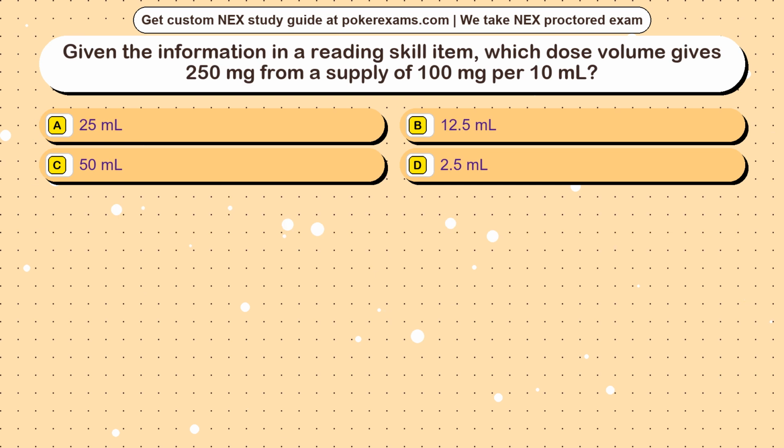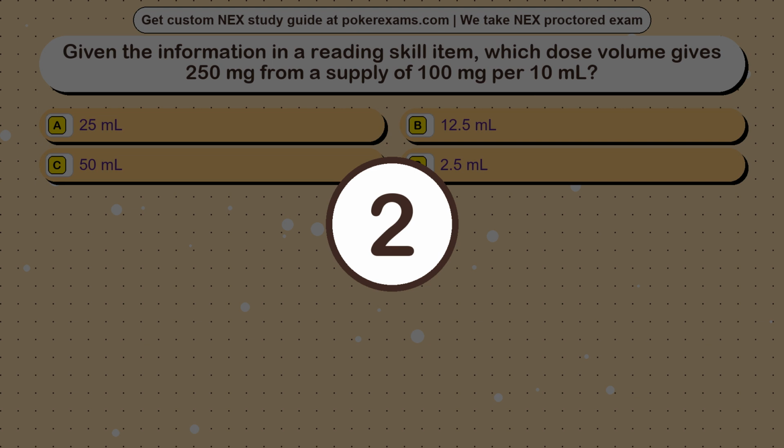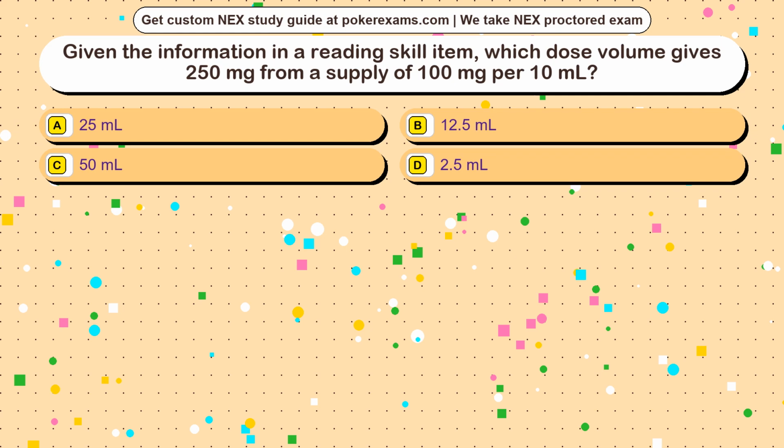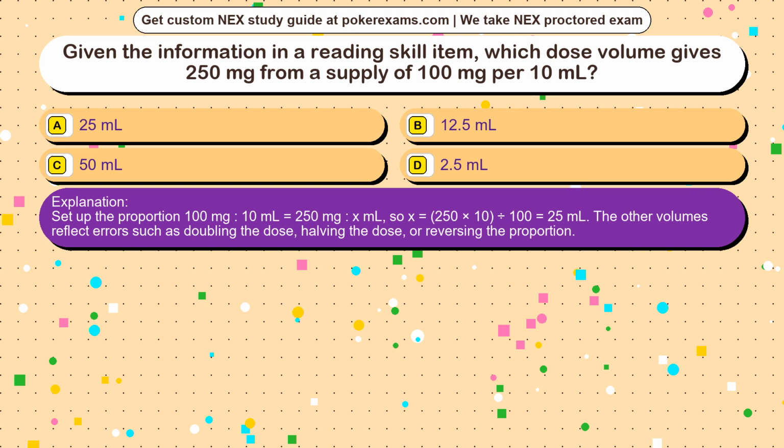Question 6. Given the information in a reading skill item, which dose volume gives 250 mg from a supply of 100 mg per 10 ml? Option A, 25 ml. Option B, 12.5 ml. Option C, 50 ml. Option D, 2.5 ml. The correct answer is option. Set up the proportion 100 mg, 10 ml equals 250 mg, x ml, so x equals 250 times 10, divided by 100 equals 25 ml. The other volumes reflect errors such as doubling the dose, halving the dose, or reversing the proportion.